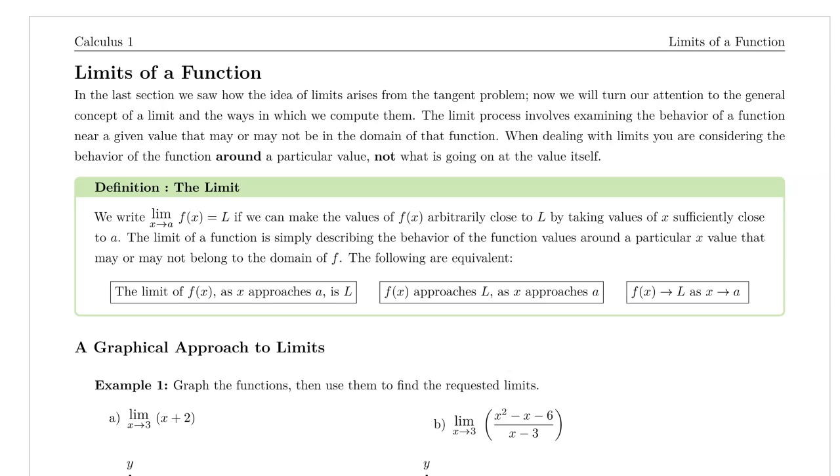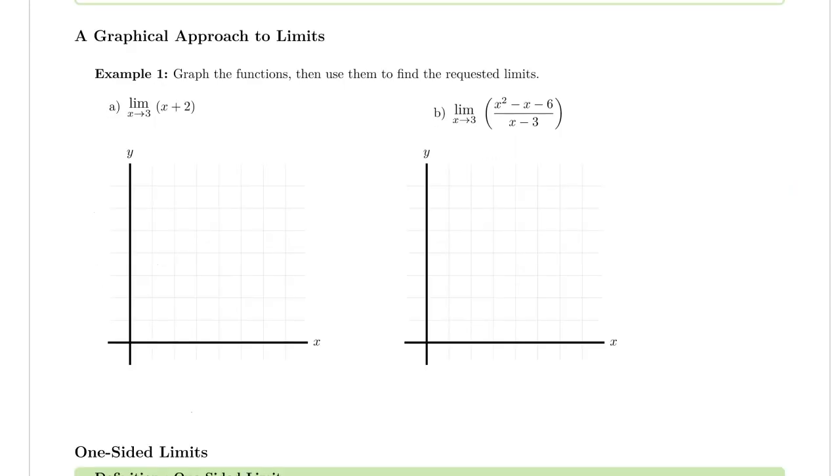The following statements are equivalent. The limit of f of x as x approaches a is L, f of x approaches L as x approaches a, and here's the shorthand notation with arrows. Let's take a look at a graphical approach to limits. Example 1 says graph the functions, then use them to find the requested limits.